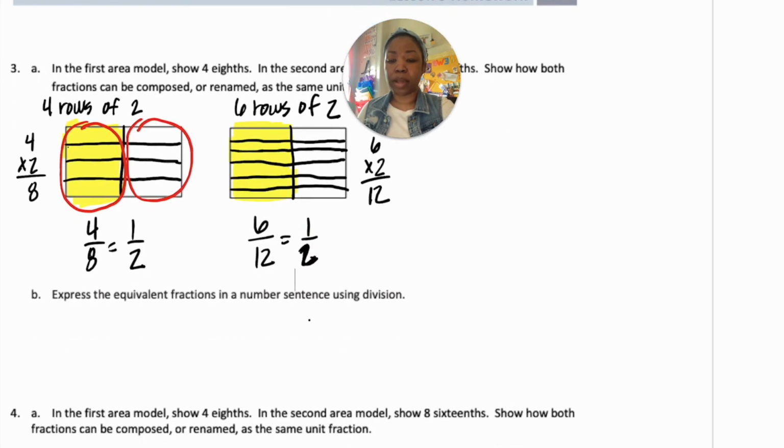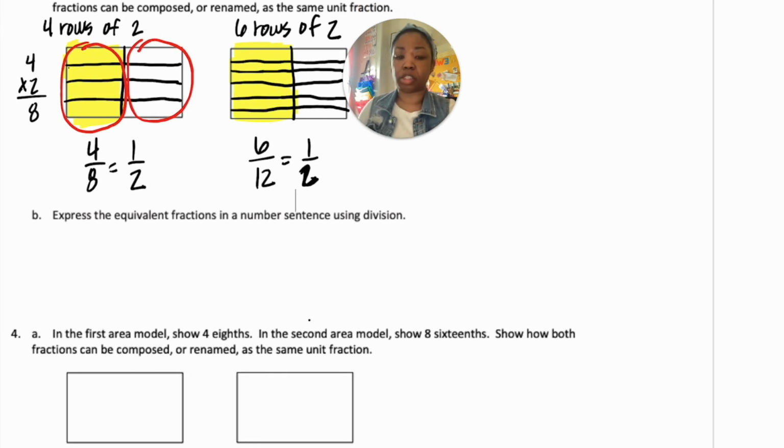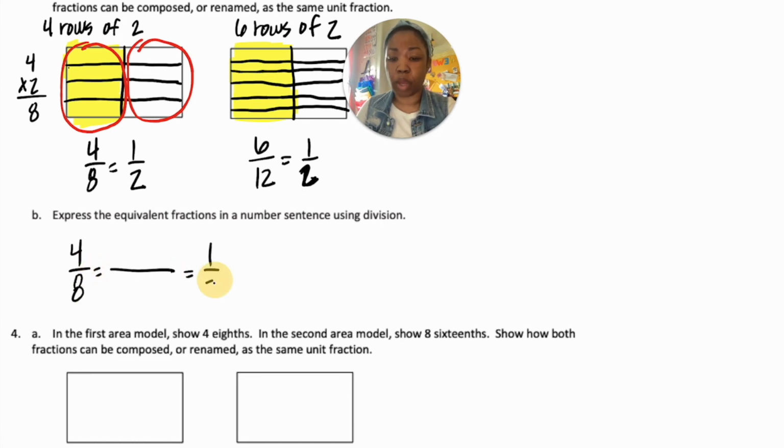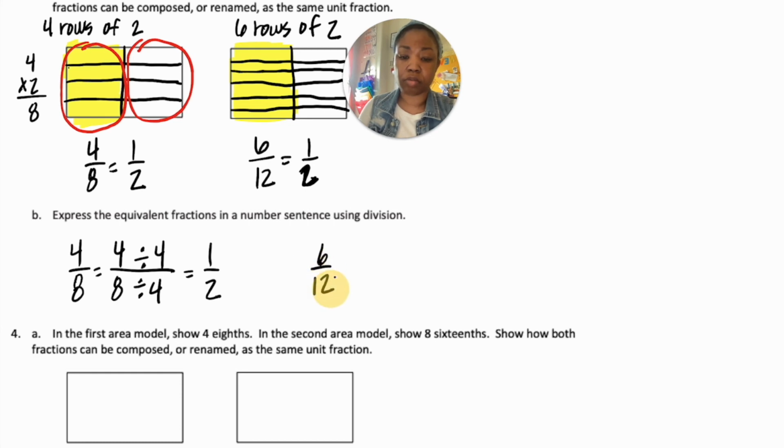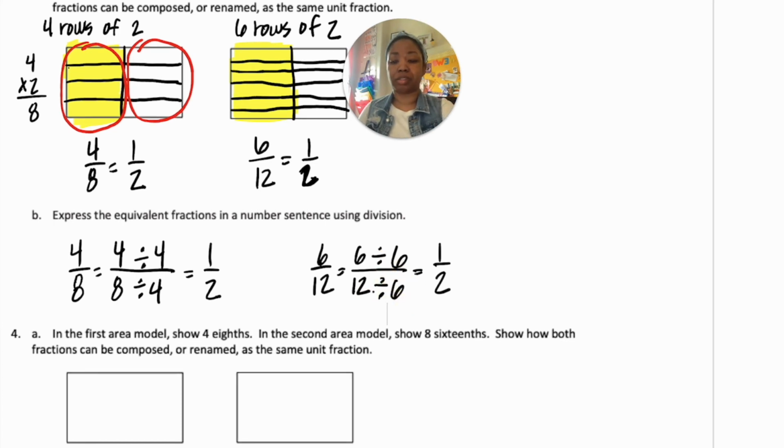Now I'm going to express the equivalent fraction as a number sentence using division. We started with 4/8 for this first one. We did some division. It equals 1/2. I'm going to write 4/8 again. I make groups of 4, so I'm dividing the top and bottom by 4 to prove that 4/8 equals 1/2. For 6/12, I'm going to copy 6/12. I divided or made equal groups of 6. So I'm doing 6 divided by 6 and 12 divided by 6.